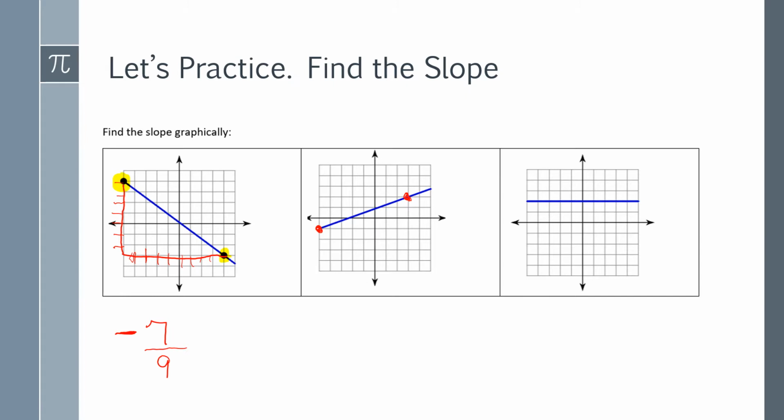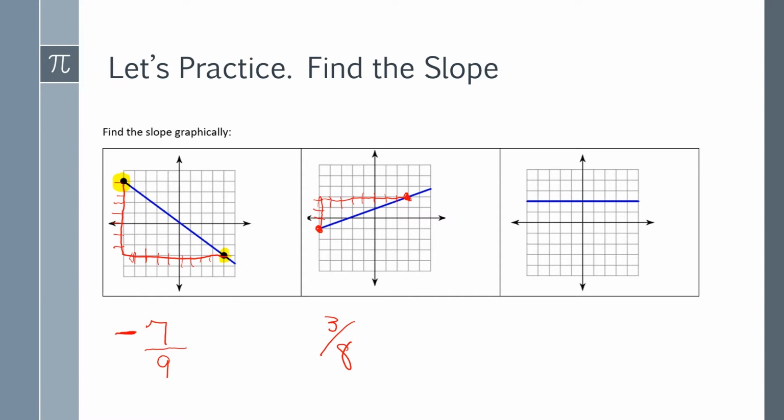So now I'm going to draw my little line. I went up, I went over. How much did I rise? 1, 2, 3. How much did I run? 1, 2, 3, 4, 5, 6, 7, 8. I ran 8, and this slope is positive, so we're good.